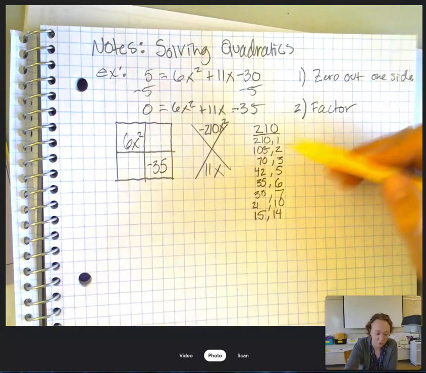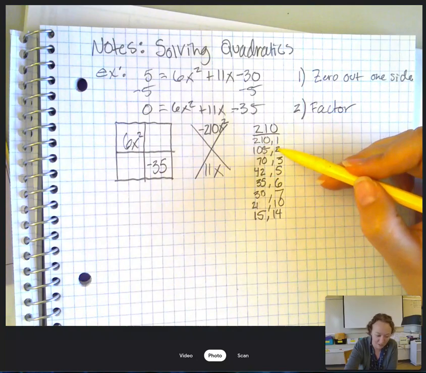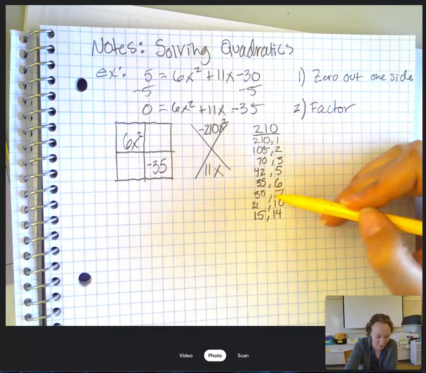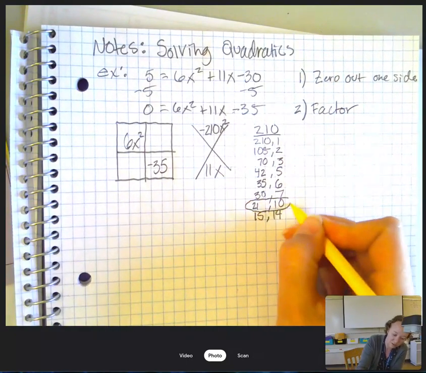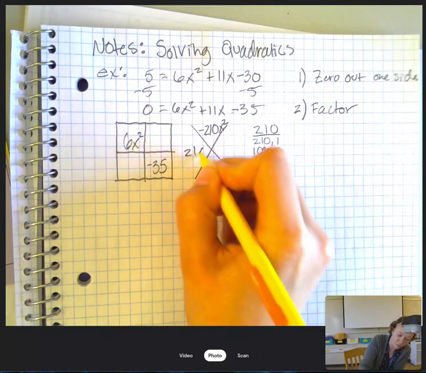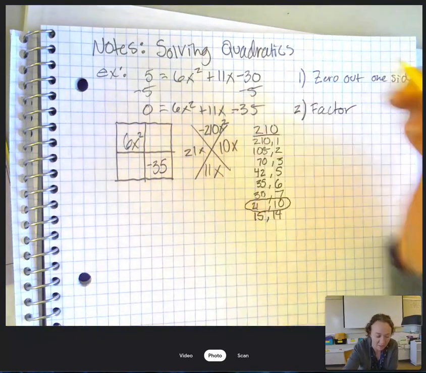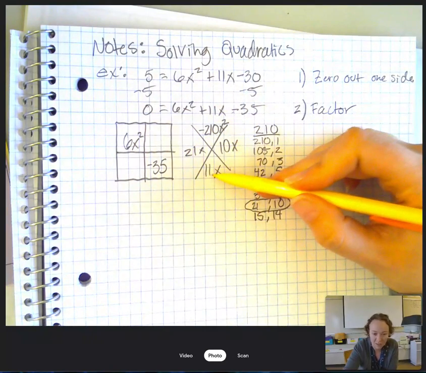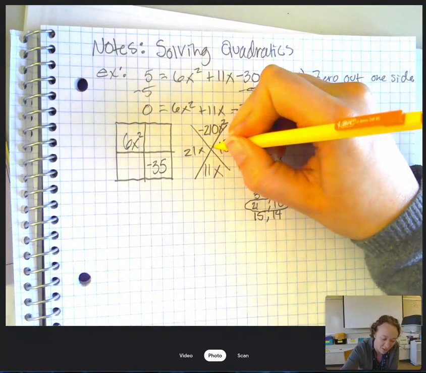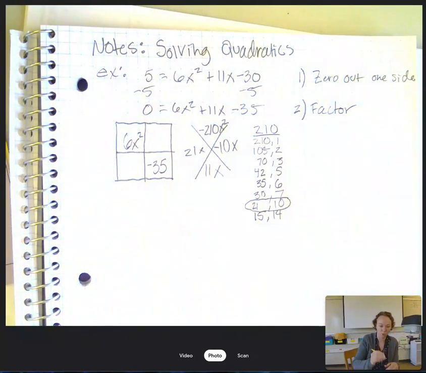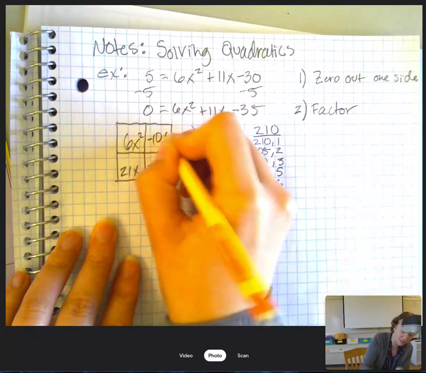Okay, so now we need to look. We know one of the numbers has to be negative, so we're trying to find a difference. These differences are all way too big. That one's too small. This one is going to give us a difference of 11. So 21x and 10x. If I want the sum to be positive, that means the smaller number has to be negative. Those would multiply right. Okay, so 21x and negative 10x.